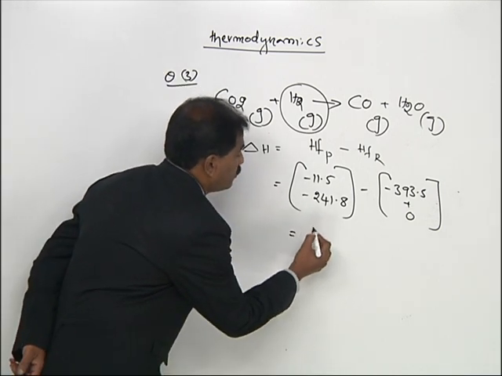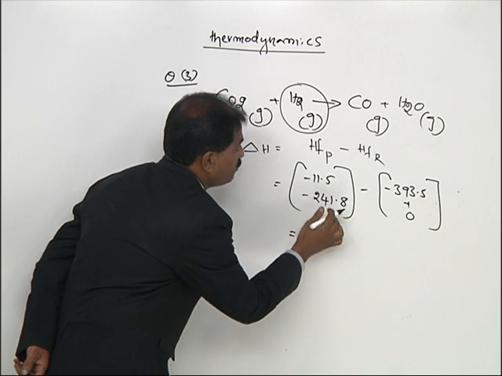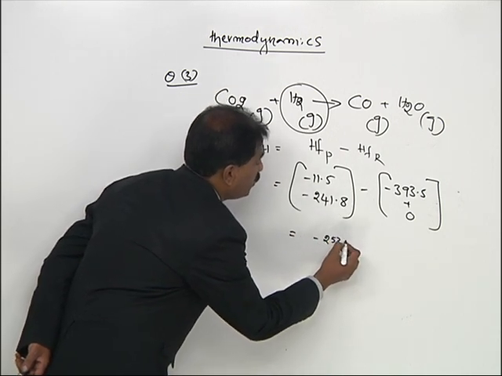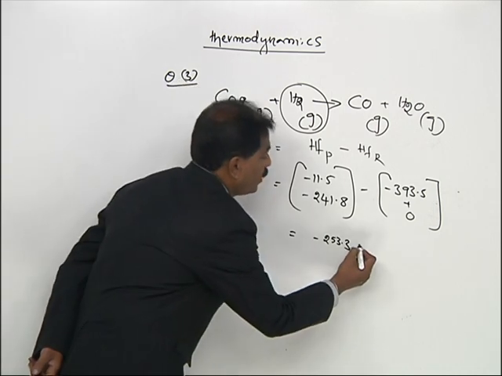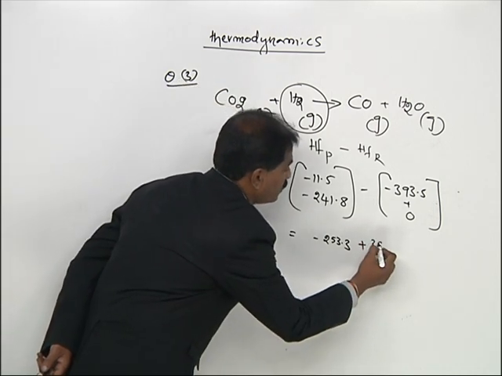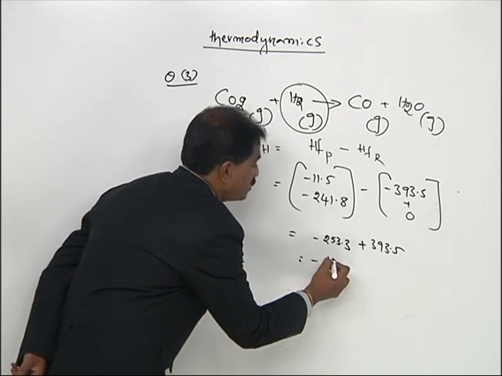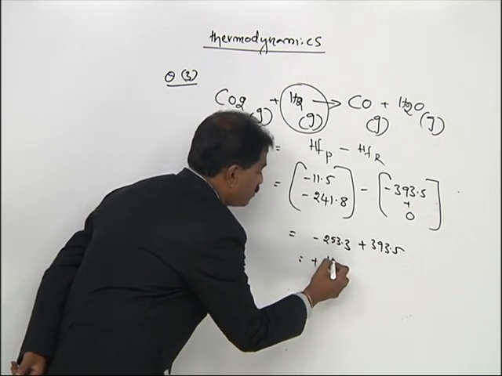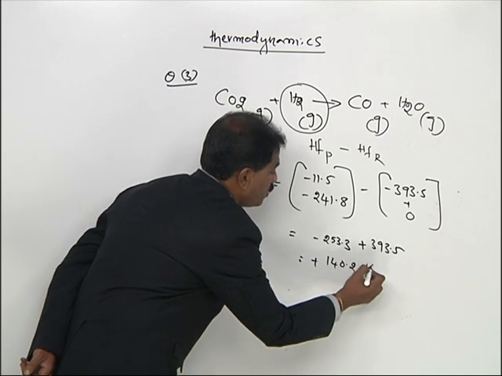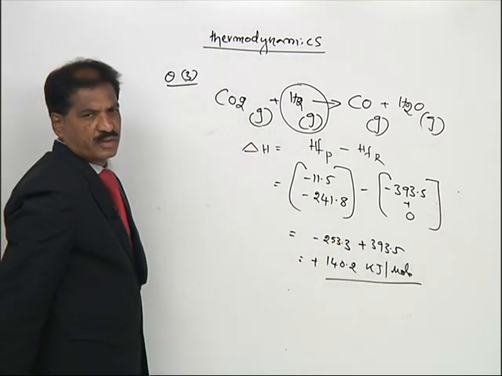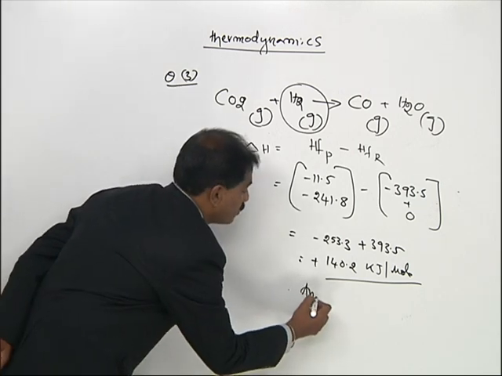So, therefore, the total enthalpy change of the products is minus 253.3, minus of minus plus 393.5. So, answer is plus 140.2 kilojoules per mole. So, answer is B.